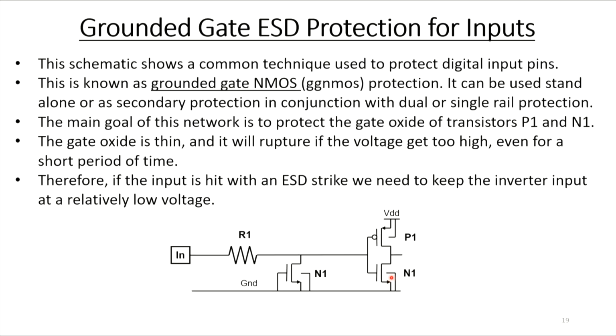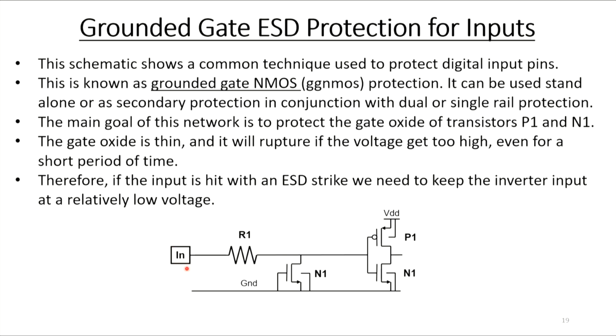I'm jumping topics here again. Now I want to talk about ESD protection on digital inputs. The schematic shown here is a common technique used for protecting digital inputs from ESD. And this is known as grounded gate NMOS protection. And it can be used as a standalone protection scheme or maybe as a secondary protection in conjunction with the dual or single rail protection networks I showed earlier. Those would be connected outside the resistor here.